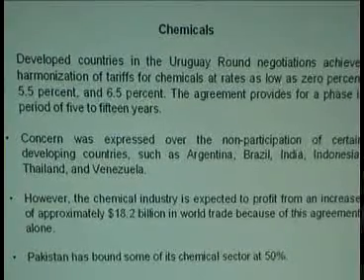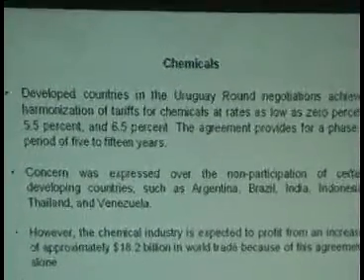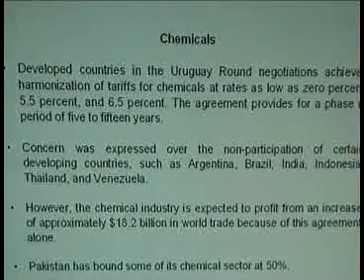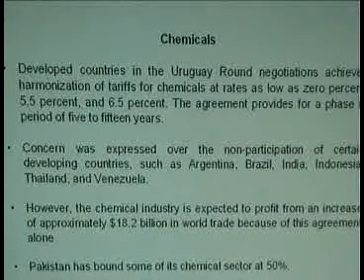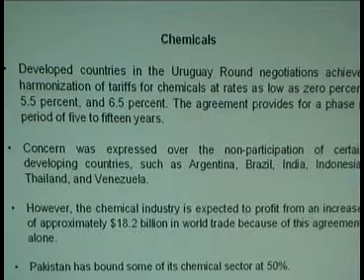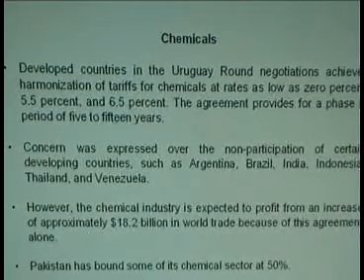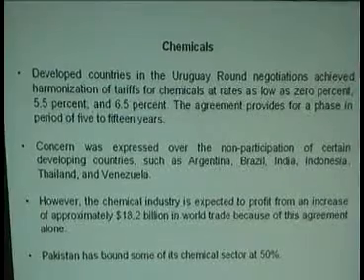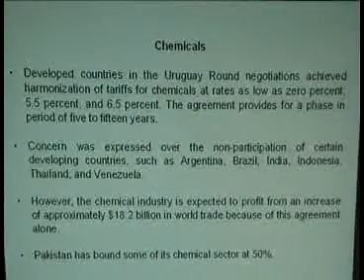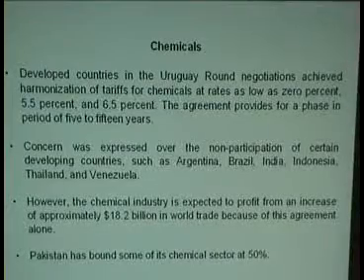It was expected from this reduction that it would boost world trade by 18.2 billion, because chemicals are supportive materials for so many other products. And Pakistan has bound some of its chemical sector at 50%. We'll definitely go into the detail of at what rate the binding was done and what the basis of those bindings was. Next.